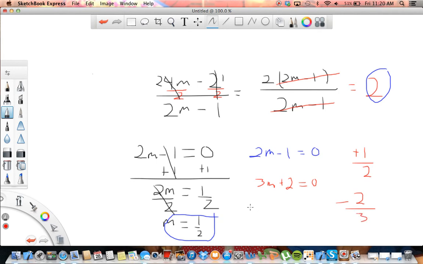So if we had 10m minus 11 equals 0, my answer is simply going to be positive 11 over 10, because you get used to it real quick there, just writing those numbers down just like that.